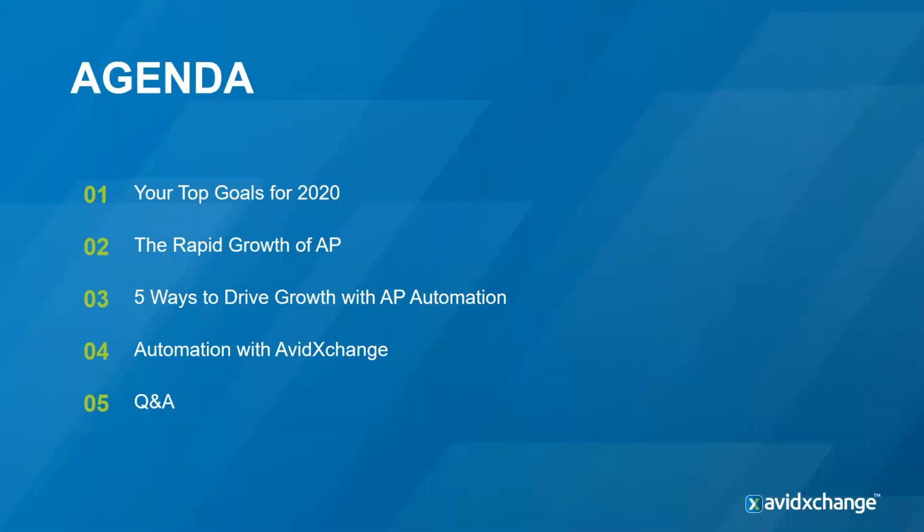I'd like to go over the agenda. What we'll be talking about is what we've seen as goals for companies as it relates to organizational improvements in 2020, and what the state of the rapid growth of AP is, and basically talk to you roughly around 5 ways to drive growth with your AP automation, help you with that, and then give you a look at what automation is with AVIDXCHANGE, and we'll finish up with some questions and answers.